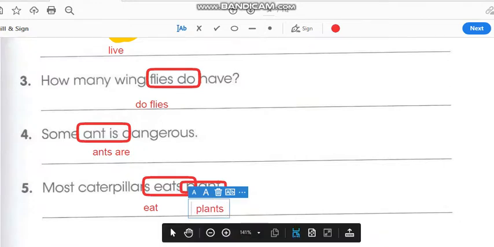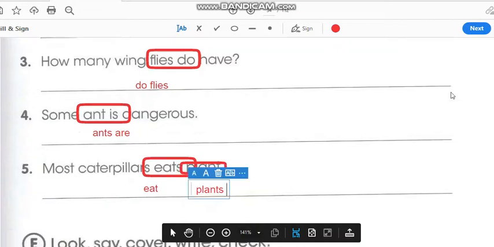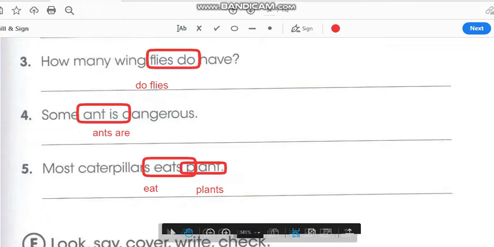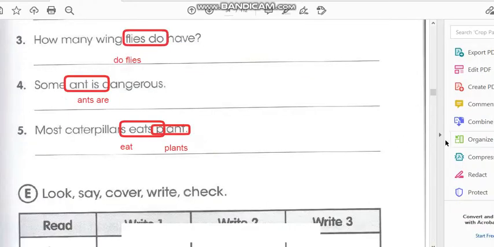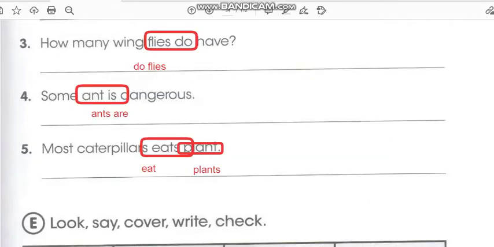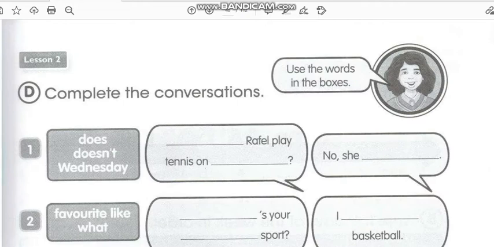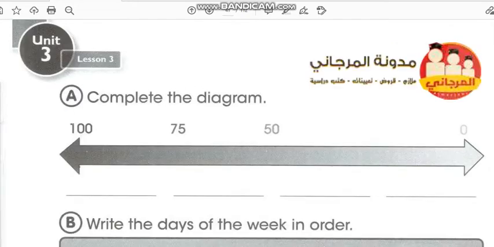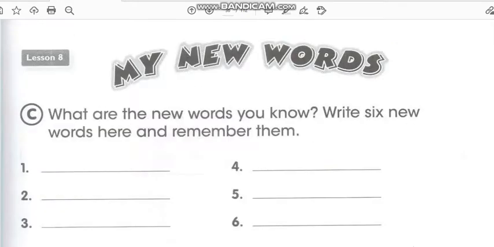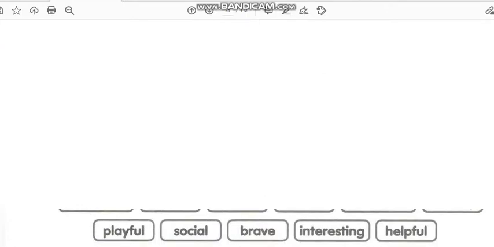Now to page، خلينا ننتقل هسه إلى page number 34 I think. Wait a minute.